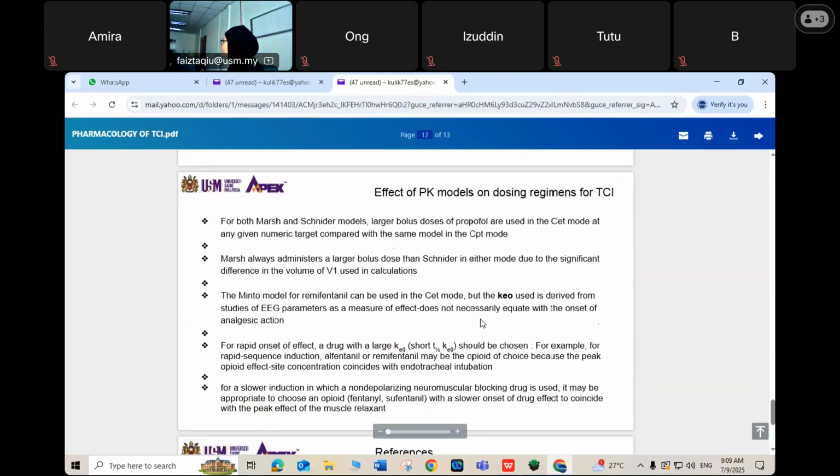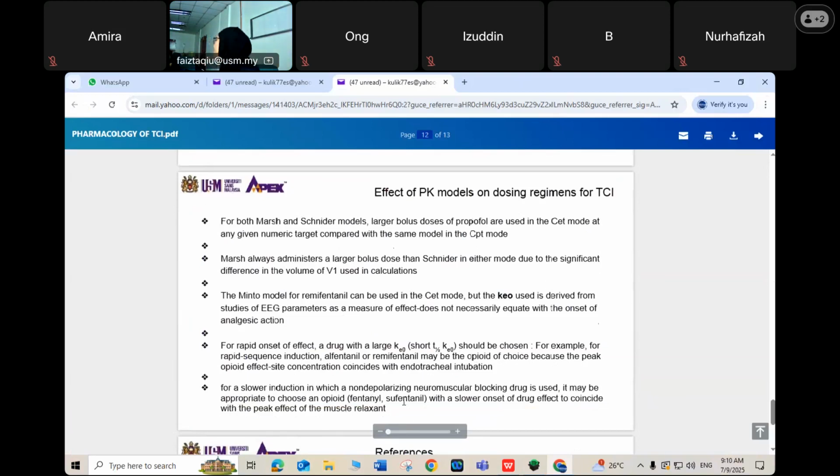But kalau you pakai remifentanil, sekejap je. Kan? So, this is the explanation. Kenapa bila kita pakai remifentanil, the effect is quick to coincide. So, it's preferable, okay? Because of the large KEO. Again, explain tadi. Fast onset, fast offset. Okay, very good. Alright, so for a slower induction in which a non-depolarizing muscle blockade is used, it may be appropriate to choose fentanyl with slower onset to coincide with the peak. Sama macam tadi kan, okay? So kalau you memang akan guna muscle relaxant, you ada masa lagi yang boleh wait at least 5 minit kan? Silakanlah, boleh guna macam fentanyl.